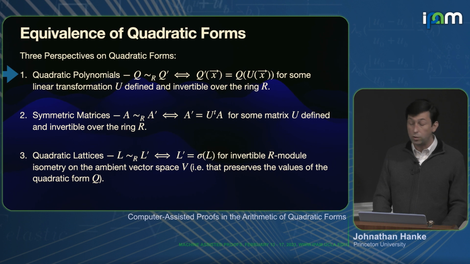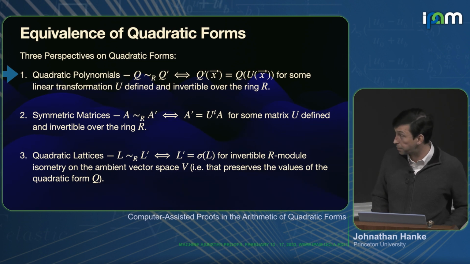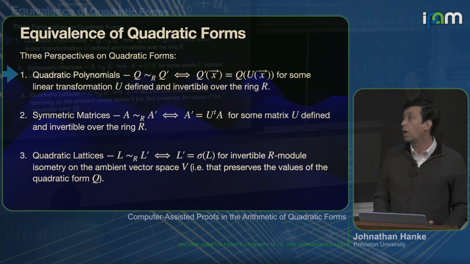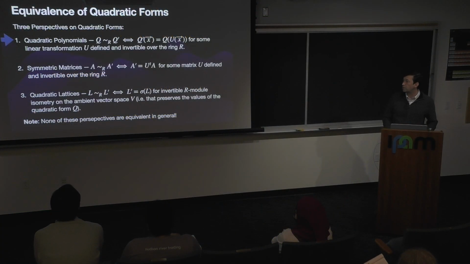And then quadratic lattices are equivalent over R if you can find an isometry of the vector space that gives you an R-module isomorphism preserving values. Okay. So that's kind of the idea. And again, these are slightly different notions, but people tend to pass back and forth between them quite often. One of the things that's useful to notice is that these are actually really not equivalent perspectives. Okay, and so you really have to make a choice.